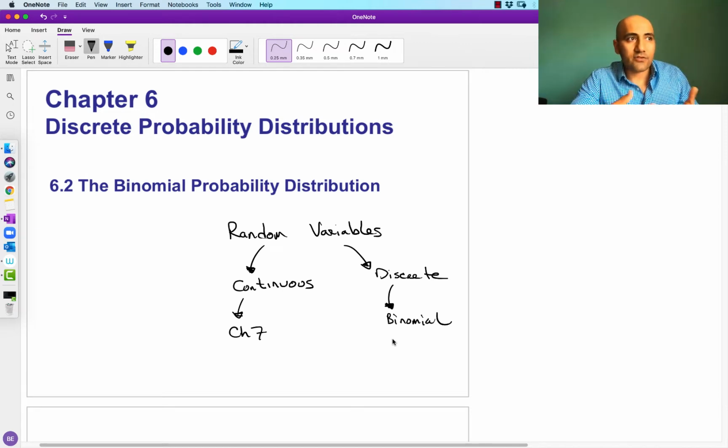And therefore, we can answer some really complicated situations quite easily by knowing the binomial and knowing the formulas, and also knowing how to use our calculator to solve those things. Okay, so let's move on then.